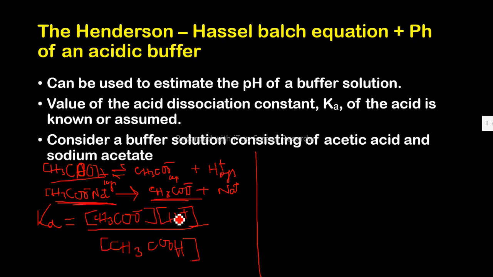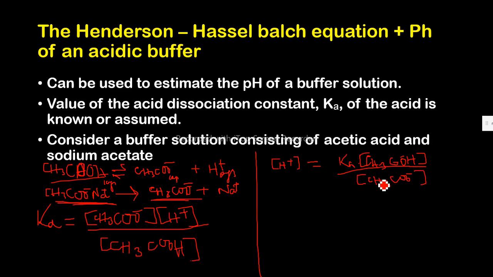So here we shall not assume that the concentrations are equal. So then what shall we do? Now we shall make the concentration of hydrogen ions the subject of the formula, which is simply the concentration of hydrogen ions, equivalent to Ka times the concentration of undissociated acid, CH3COOH, everything divided by the concentration of acetate ions, CH3COO minus.